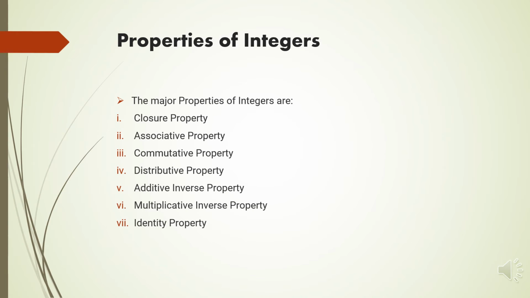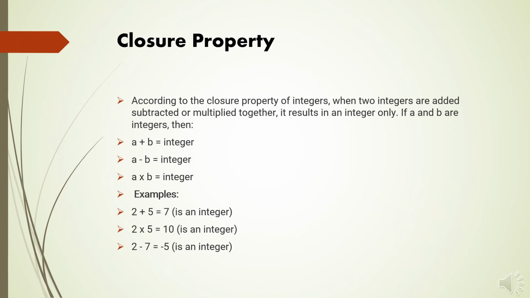We will discuss some common properties of integers. First, we will discuss the closure property, then the associative property, commutative property, distributive property, the additive inverse property, the multiplicative inverse property, and the identity property. First, we will discuss the closure property.